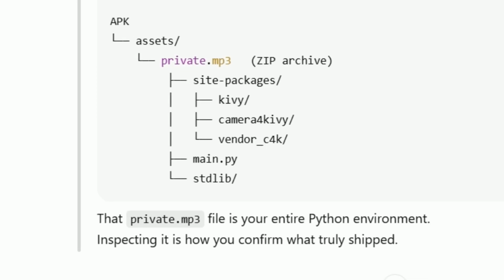Always import the symbol that actually exists in the shipped module. Think of your APK like this. That private.mp3 file is your entire Python environment. Inspecting it is how you confirm what truly shipped.